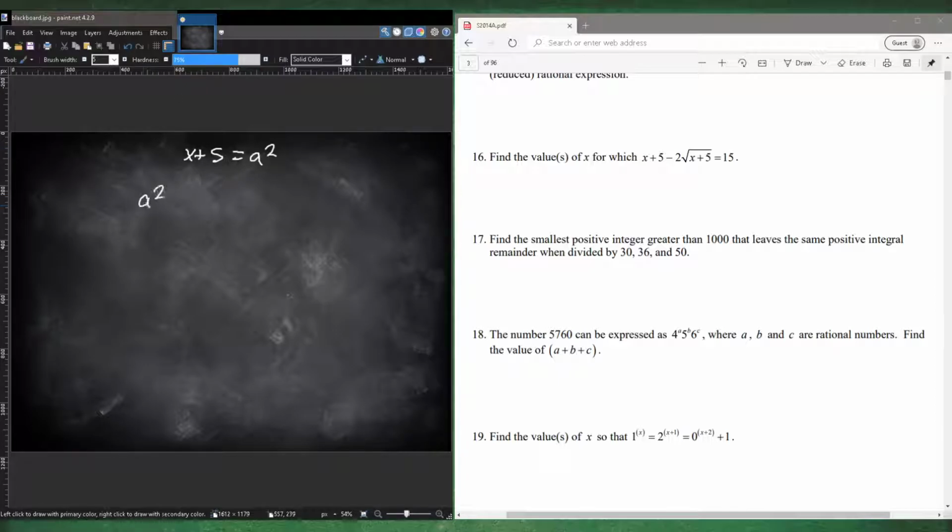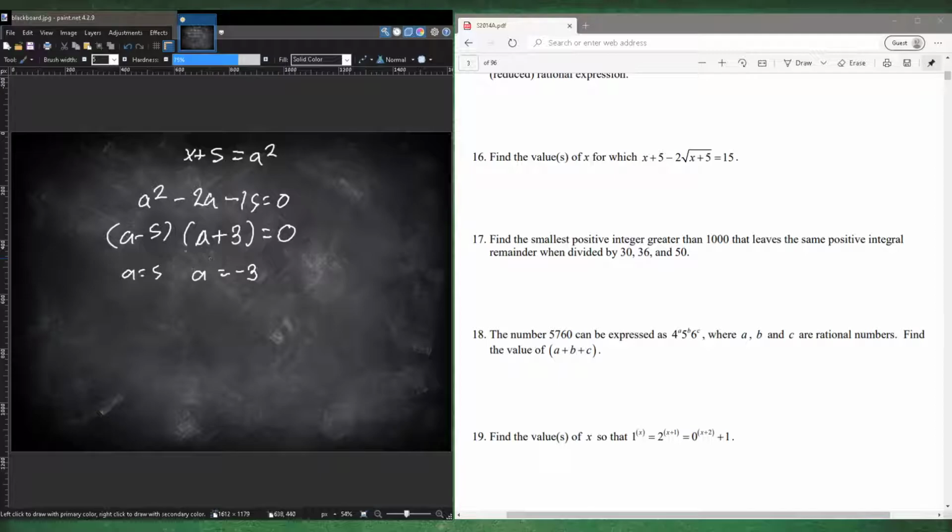So we have a squared minus, so we have x plus 5, that's just square root x plus 5, that's just x plus 5 to the power 1 half. So that's just 1 half of a squared, which is just a. So minus 2a, and then minus the 15 to the other side, so 0. So that's a minus 5, because that's a negative, so the negative has to be bigger. So a plus 3 is equal to 0. So a equals 5 and a equals negative 3.